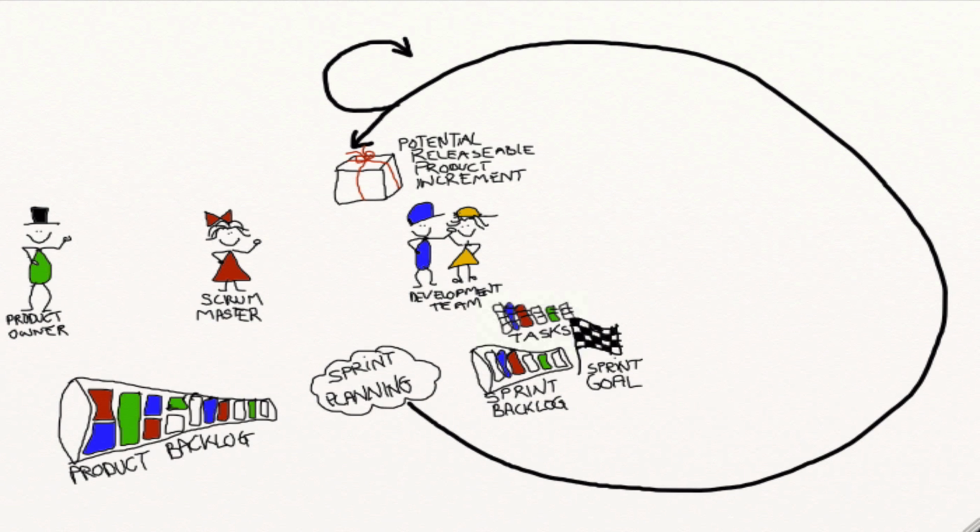During the sprint, there's a daily event. This daily event is called the Daily Scrum and is a 15 minute time-boxed event where the development team synchronizes all of their activities and makes a plan for the next 24 hours.